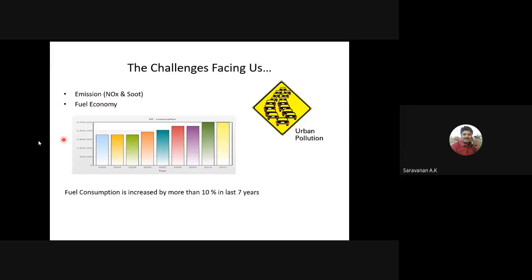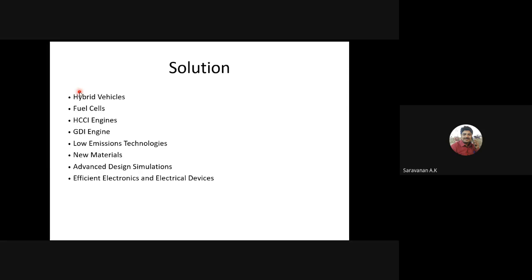Due to this, we have to develop a new type of engine, due to the emission and the fuel economy. We have to control these two, which means we have to modify the engines to develop clean technologies in automobiles with lower fuel consumption. For that, much research is going on.